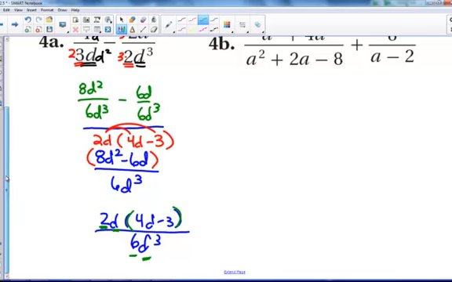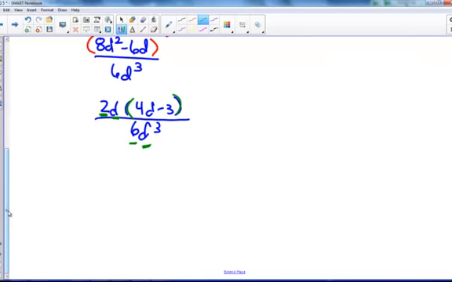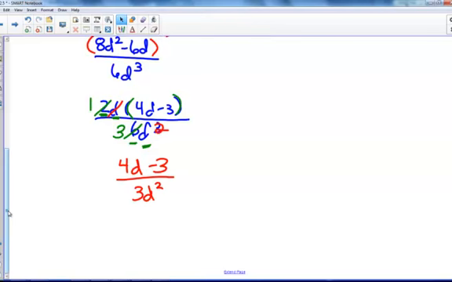So, 2 over 6 is 1 over 3. 1d on top, 3d's on the bottom. That means there's 2 d's left on the bottom. So on the numerator, we have 4d minus 3. In the denominator, we have 3d squared. Nothing can cancel because of that linked together.